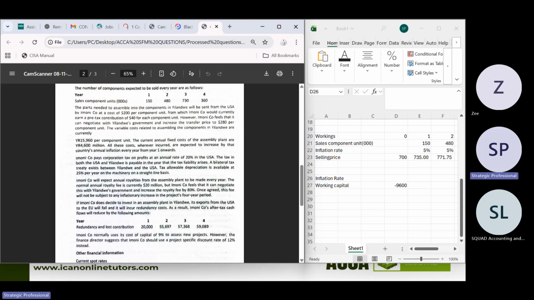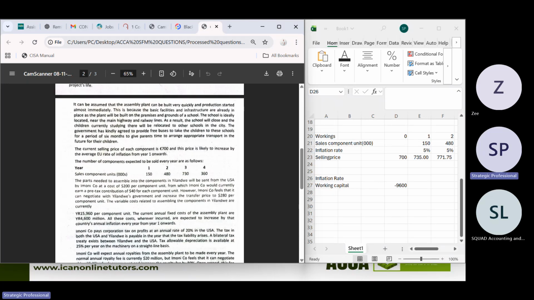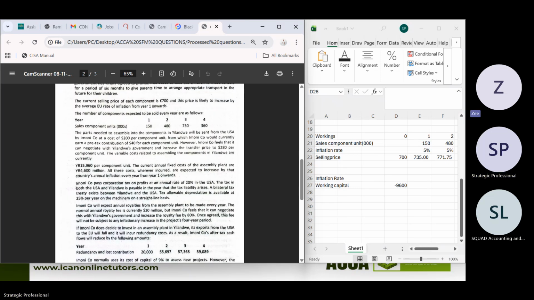Now say the part needed to assemble into the components in Zimbabwe will be sent from the USA. You can see the problem. The first one we have, that one is in pounds. The selling price, that one is in pounds, right? The part that is coming, they said is in what? US dollars. That's dollars. So you can see the problem.